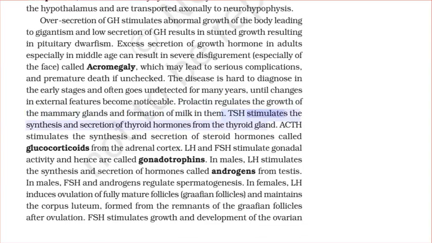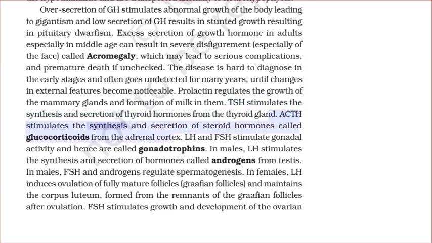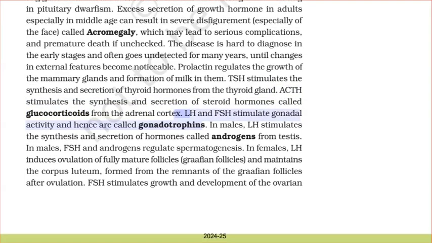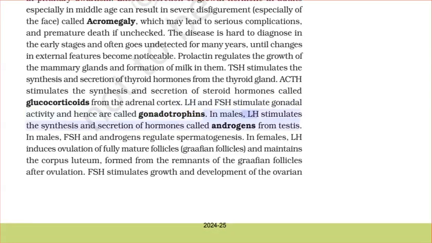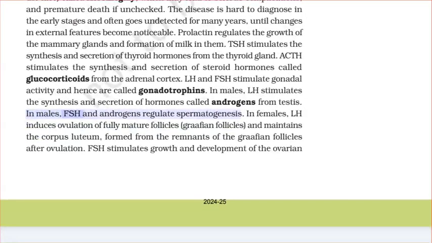TSH stimulates the synthesis and secretion of thyroid hormones from the thyroid gland. ACTH stimulates the synthesis and secretion of steroid hormones called glucocorticoids from the adrenal cortex. LH and FSH stimulate gonadal activity and hence are called gonadotrophins. In males, LH stimulates the synthesis and secretion of hormones called androgens from testes. In males, FSH and androgens regulate spermatogenesis.